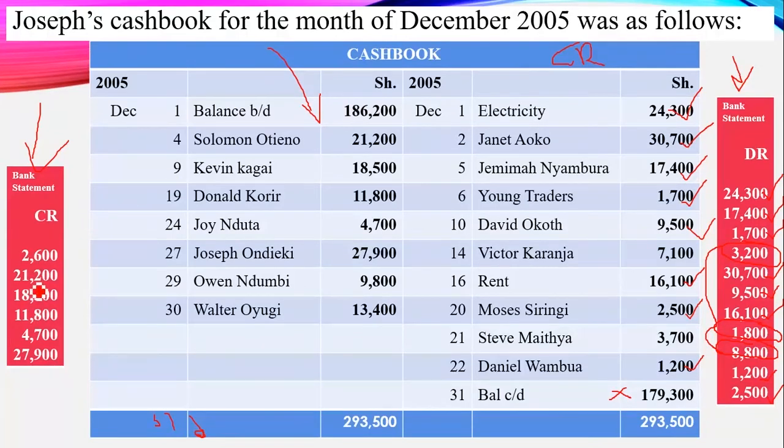So we check for the items that are missing. 2,600, it is not there. So I have that one. 21,200 is there. Then 18,500, it is there. 11,800, it is there. 47,00, it is there. Then 27,900, it is there. So we only have one figure, which is 2,600.